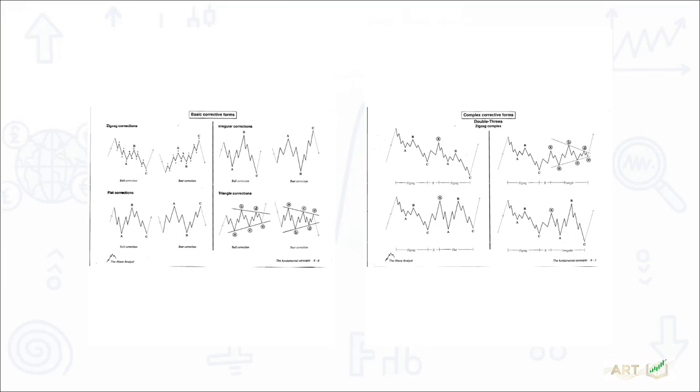Let's see how this builds in practice. On one hand, we have your basic corrective forms, the simple zigzags and flats. They follow a relatively straightforward, predictable rhythm. But then, contrast that with the complex corrective forms, known as double threes. In these situations, the market literally combines basic patterns together, separated by an X wave. It creates this chaotic, sideways chop that requires immense analytical patience to trade effectively.